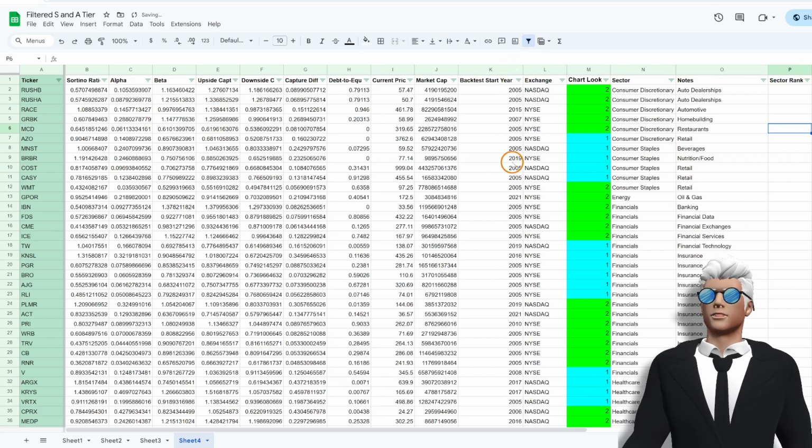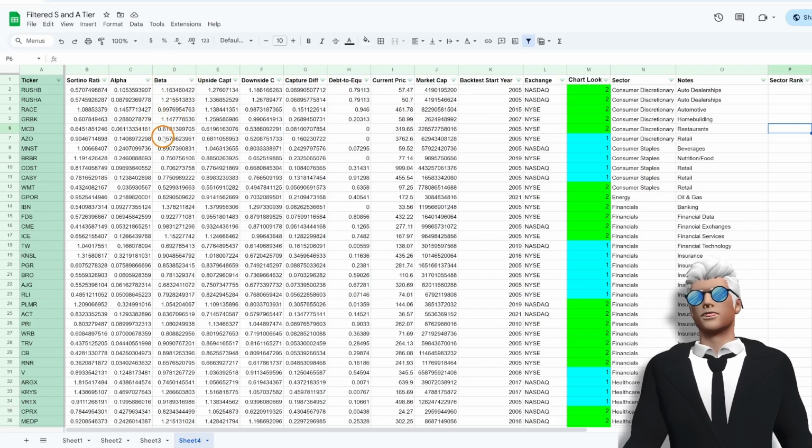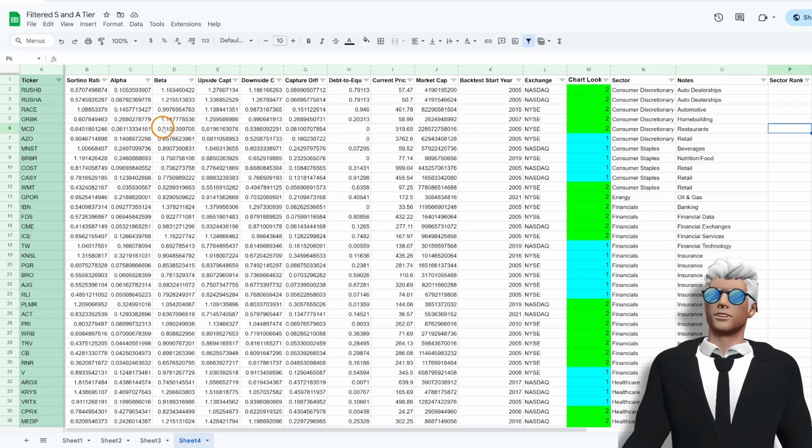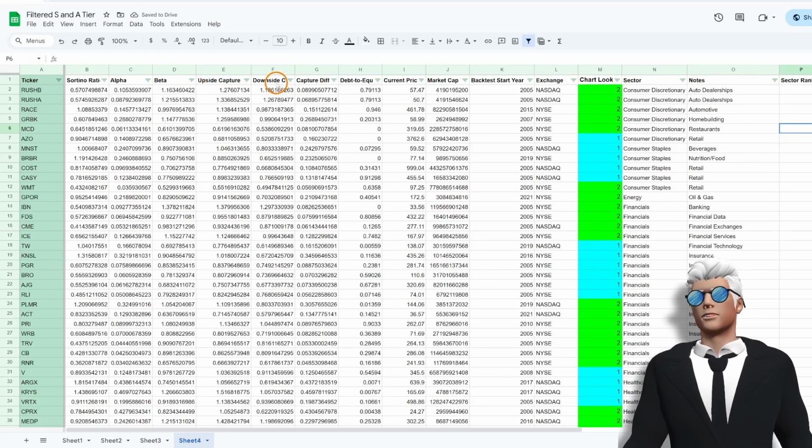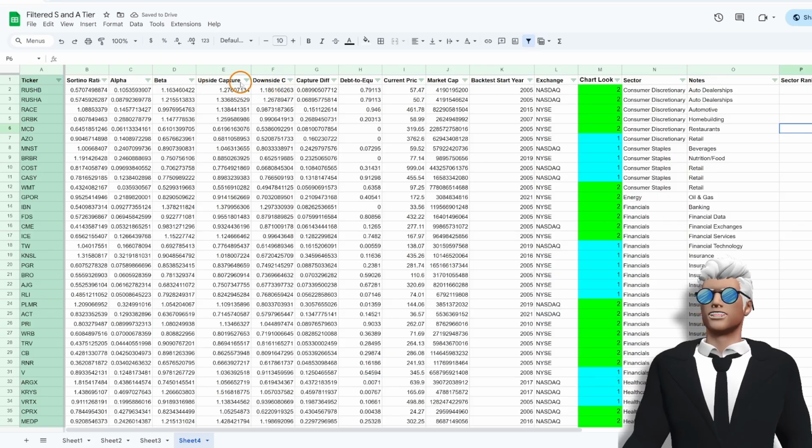the parameters I set. Beta, I added beta in here because I wanted to find some stocks that maybe had a little less beta so they're not as correlated to the market dynamics. I also created these two categories, upside capture and downside capture, which I also created a TradingView indicator that calculates these.